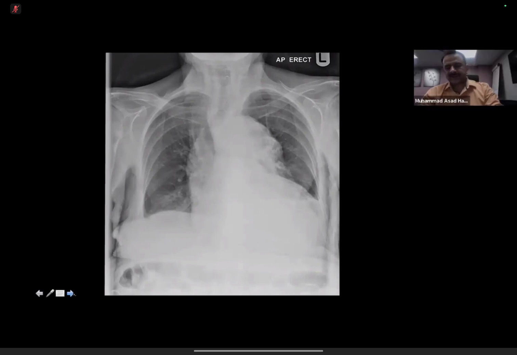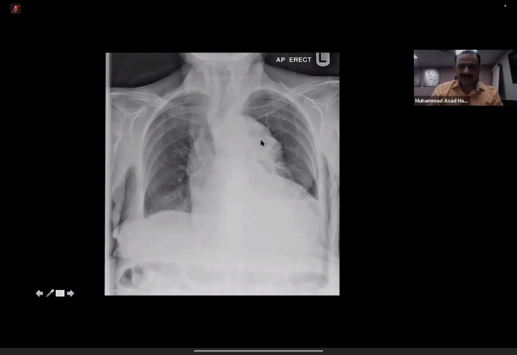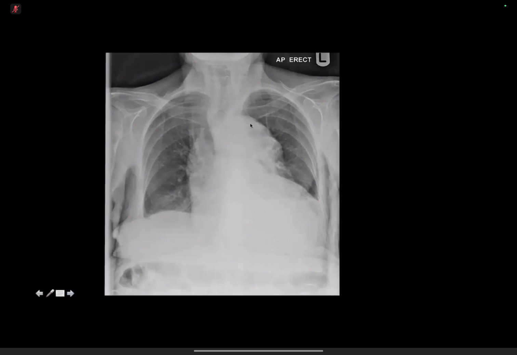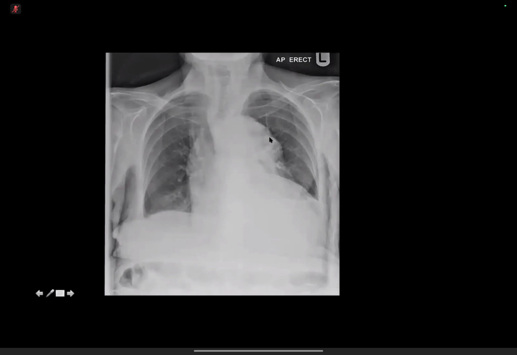Good. Well done. Is there any specific name to this sign? I don't have a specific name, to be honest. Can you see my arrow? Yes. So it's a double crescent sign. You can see two foci of calcification next to each other. That is very highly indicative of aortic dissection. Okay? Would you recommend any further imaging? Of course, I recommend aortogram. Okay?